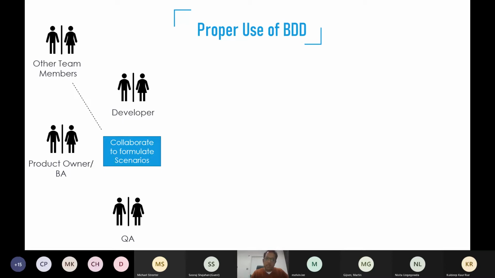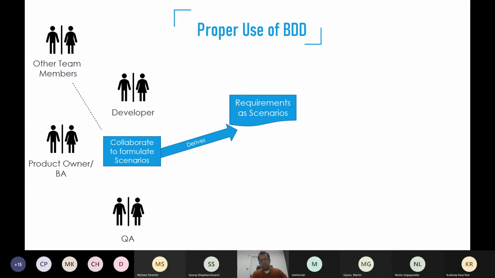You also include other team members who are essential to develop that story. Then you derive the story as scenarios, different scenarios, both positive scenarios and negative scenarios. These scenarios basically become your working document. The entire team refers to this document. If anything goes wrong on the development side, anything goes wrong on the test QA side, you always go back to this document, discuss the scenarios that have been agreed. This is what your agreement is. This is what your contract is.